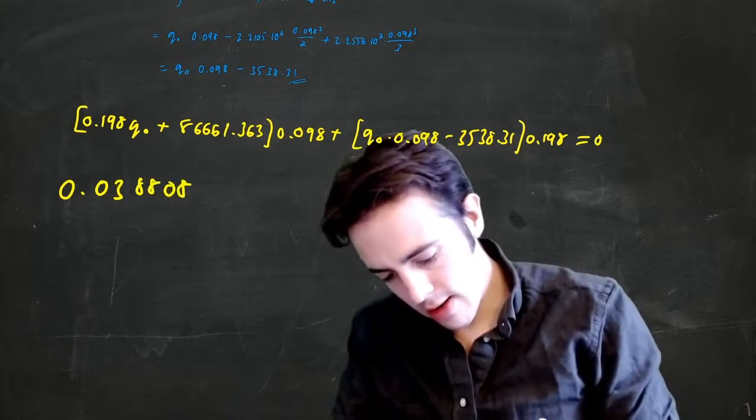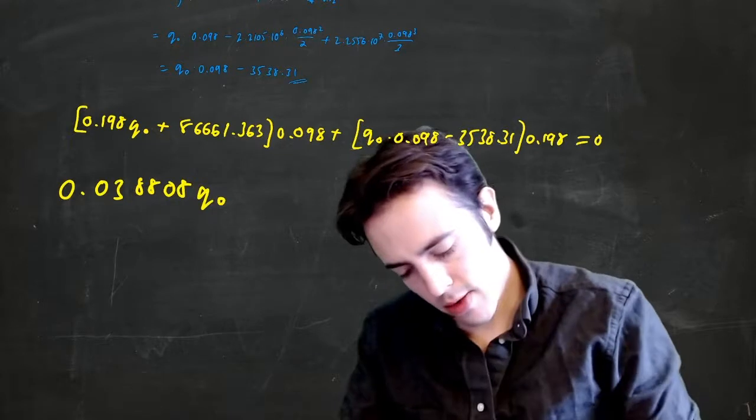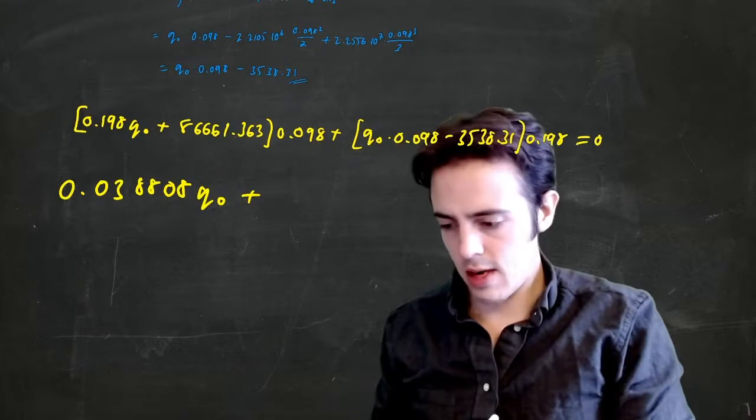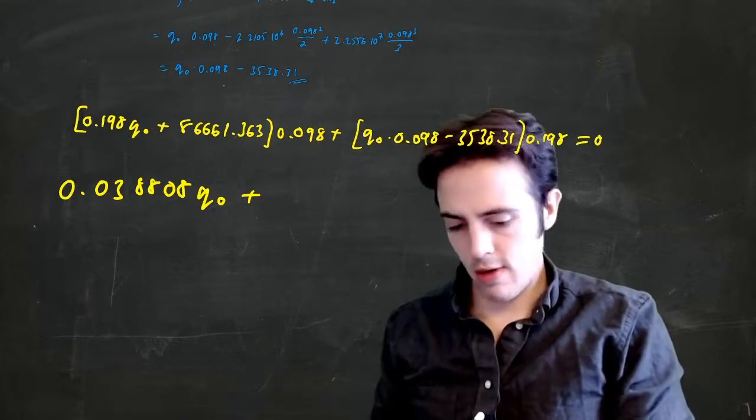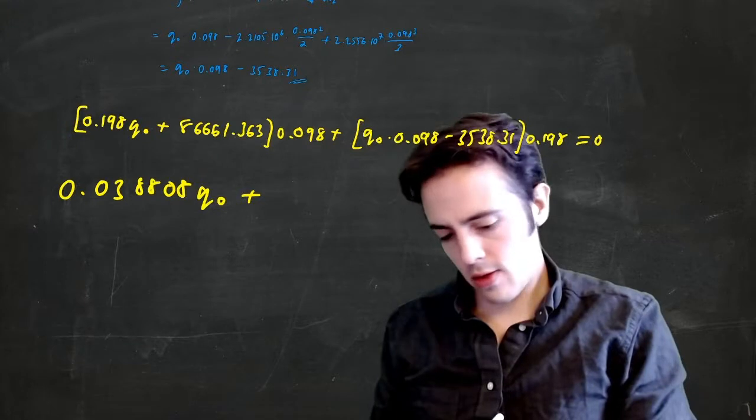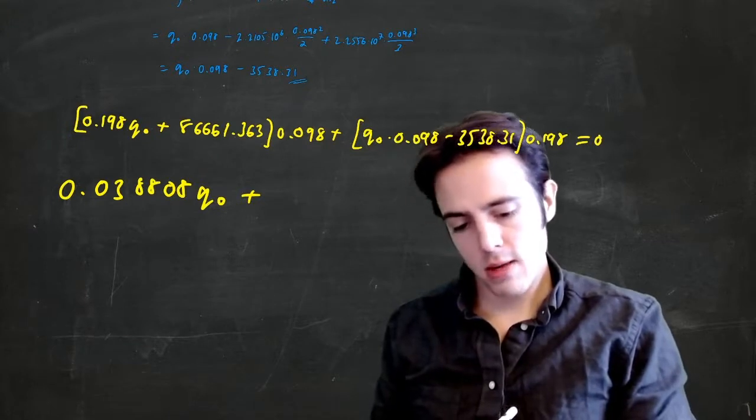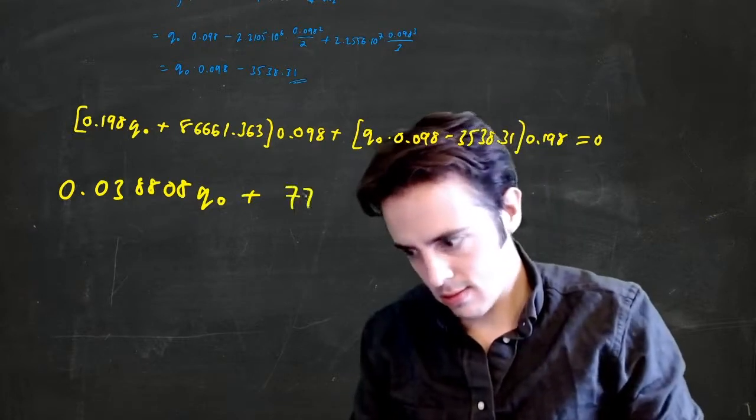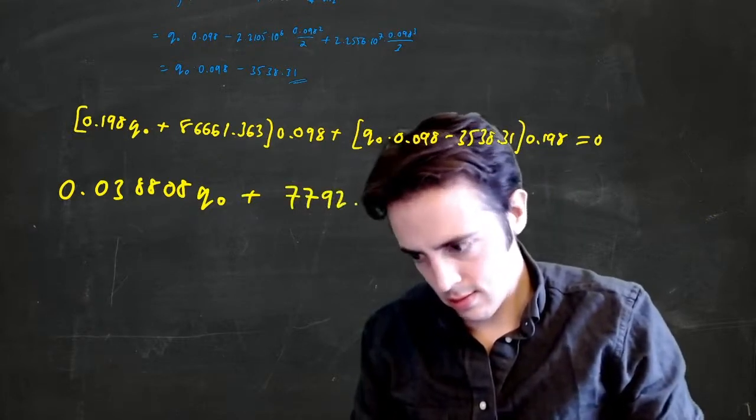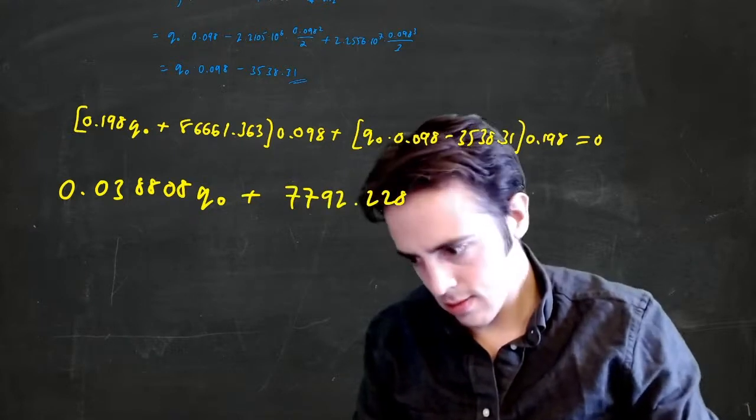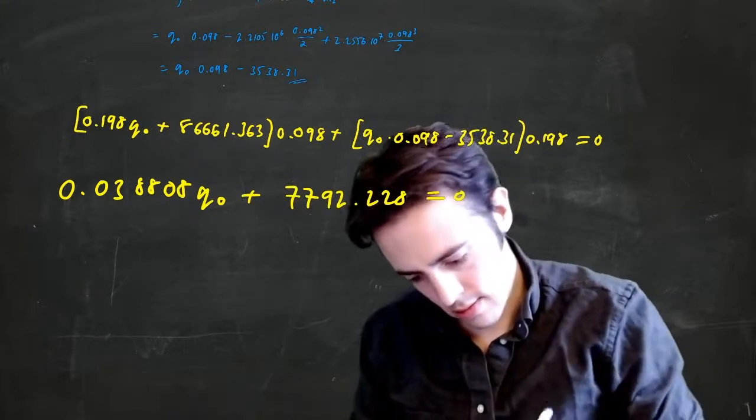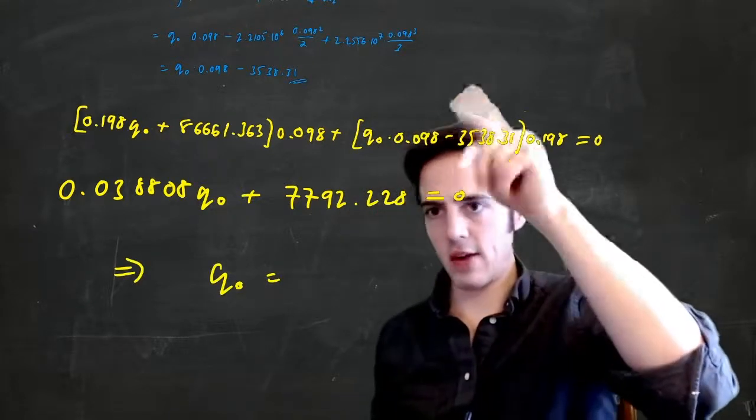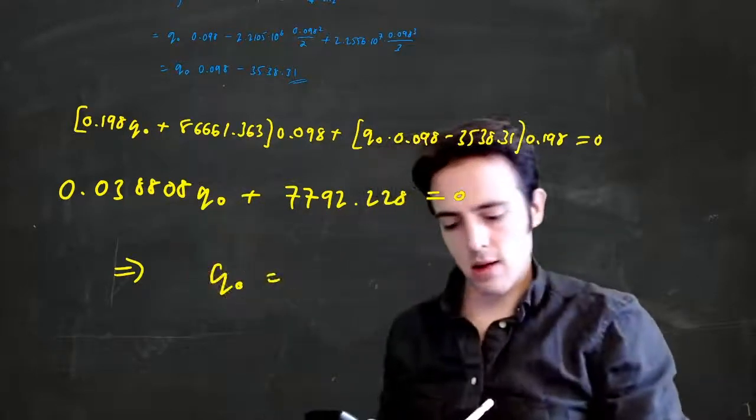I'm not going to write this down, I'm going to say 0.0388808 Q0, and then let's get the numbers, plus 86661.363 multiplied by 0.098, minus 5338.31 multiplied by 0.198. So Q0 is equal to minus 777,779 divided by this number.